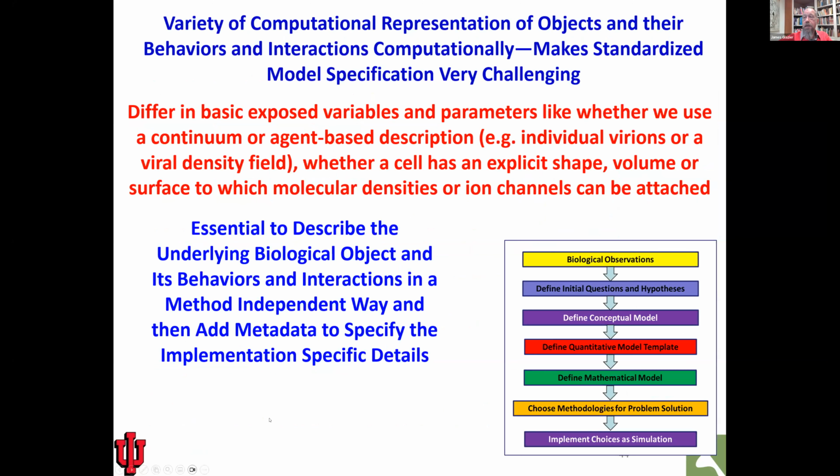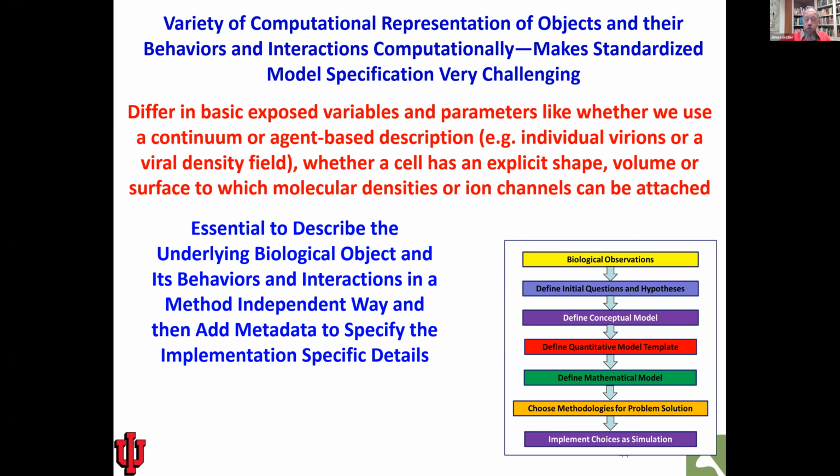So the first thing, as I say, is that we have a problem, which is that the exposed variables and parameters that we're going to use will depend on how we decide to represent our objects. If we have agents versus a continuum, we're going to have very different ways of describing, say, a virus density. Whether a cell has an explicit shape or a surface to which you can attach things is going to change in a fundamental way the way we think about describing that cell.